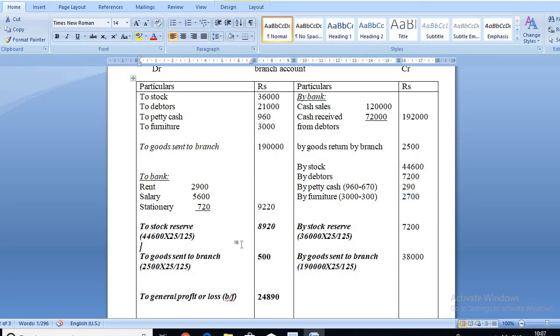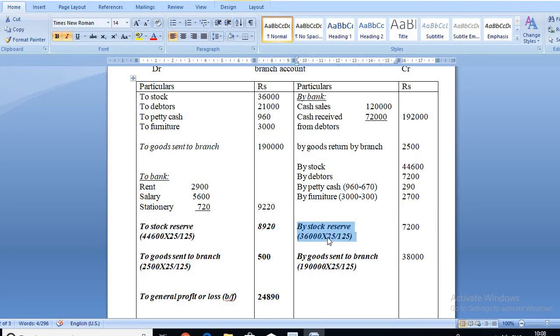Now remove profit portion which was included in opening stock, closing stock, goods sent to branch, and goods returned by branch. First, remove profit portion which is included in opening stock. Opening stock is 36,000, which includes both cost and profit. Remove that profit portion from this 36,000. So in the opposite direction, write down by stock reserve. Stock reserve, how much? Opening stock is 36,000.